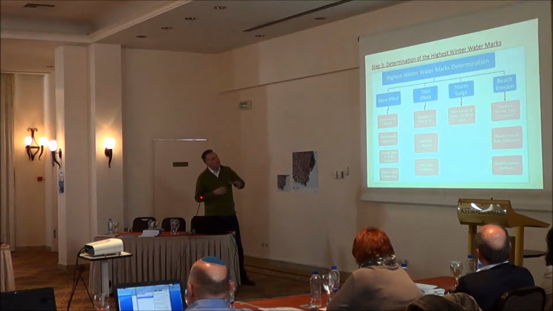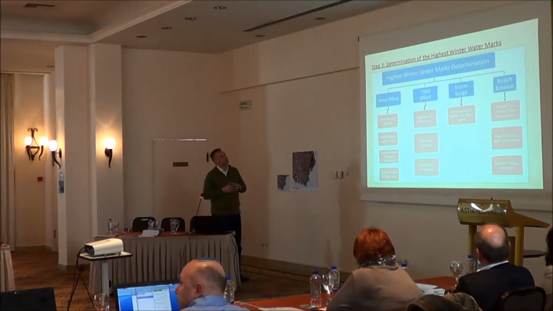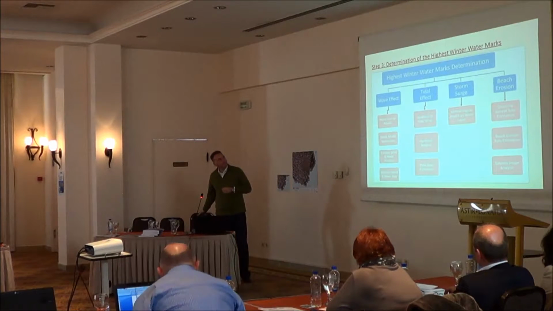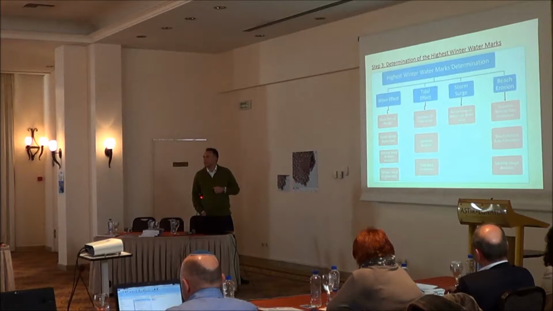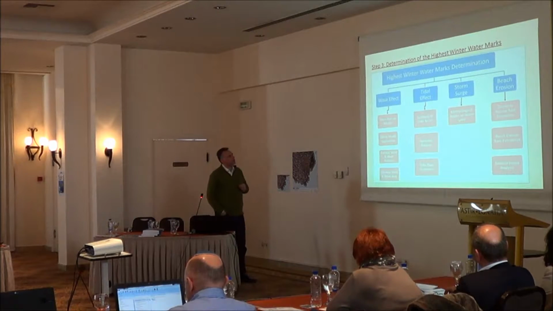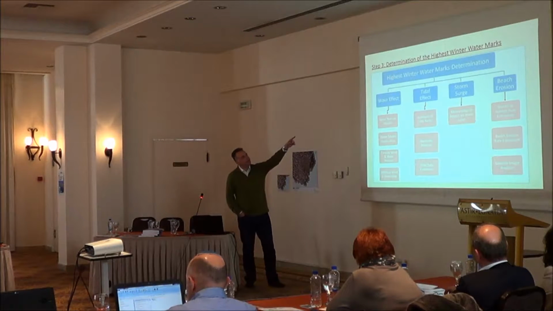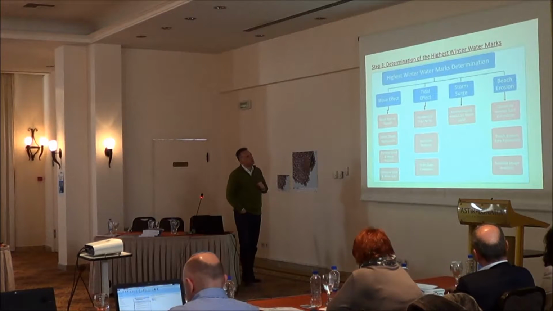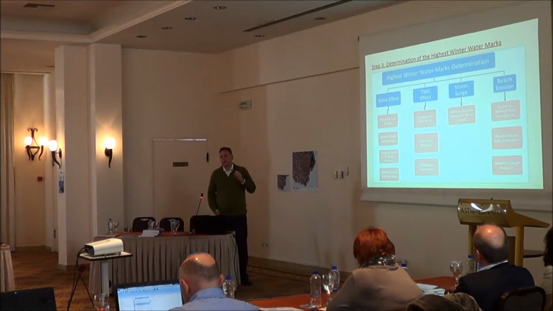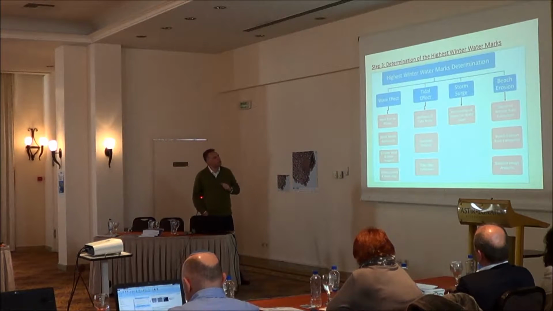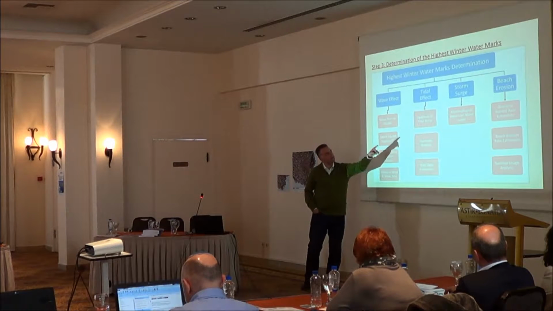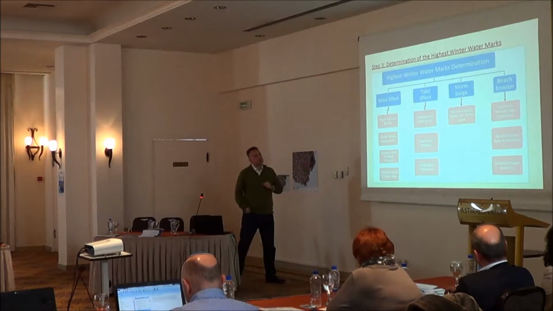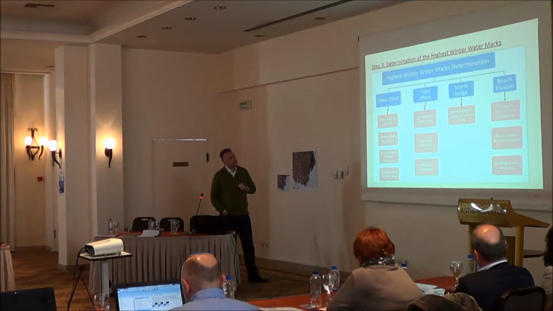Now, this is the biggest part of our contribution, which is how to determine the highest winter watermark. There are four basic physical processes which take place in the coastal zone. One is the wave effect, the tidal effect, the storm surge, and the beach erosion. So, if someone wants to consider the highest winter watermark, they should consider all these four effects. In the case of a rocky shoreline, we can consider only the first three effects, as beach erosion is not a significant process.